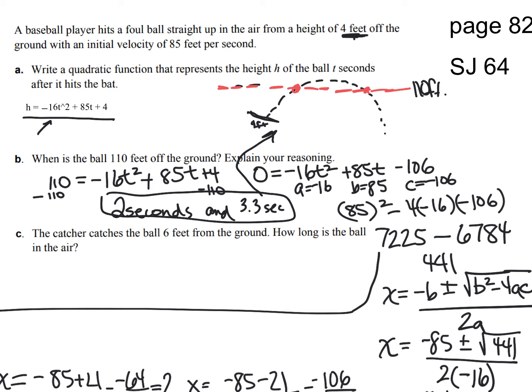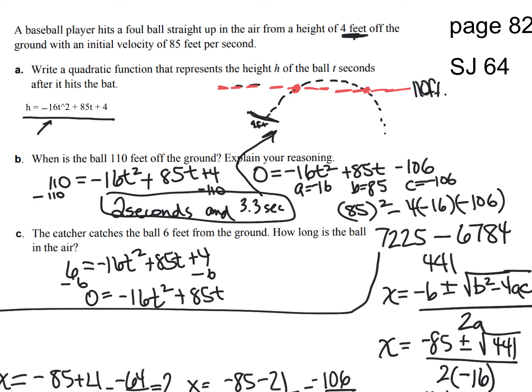The catcher catches the ball 6 feet from the ground. How long is the ball in the air? So feet is talking about height, so 6 feet in the air. And we want to find how long the ball is in the air. Okay, so I'm going to subtract 6. 0 is going to equal negative 16t squared plus 85t minus 2.